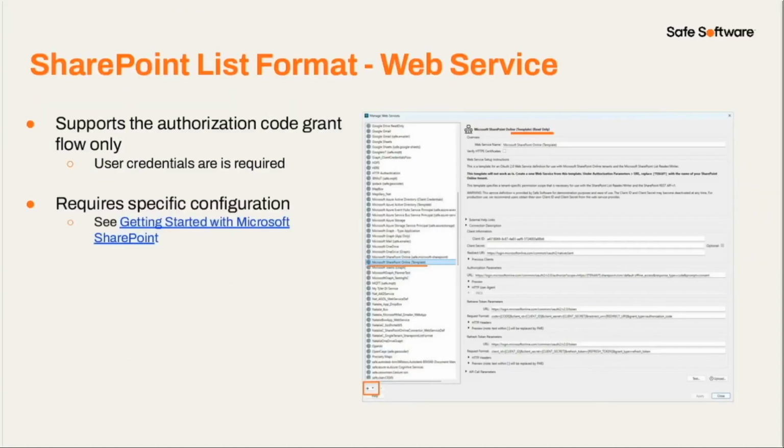Here's a closer view of the web service that's required for the SharePoint list format. Again, this web service only supports the auth code grant flow, so you will need a valid Microsoft username and password to establish a valid user session and complete the OAuth flow. This web service definition also requires a few specific configuration steps to adjust the parameter values that you see therein. Instructions for configuring this web service are linked to our Getting Started with Microsoft SharePoint knowledge base article, so please be sure to consult that article for those specific instructions.